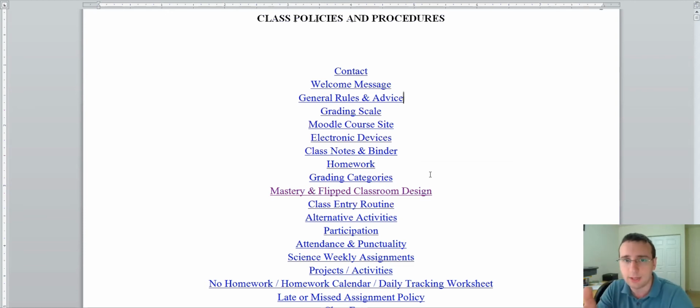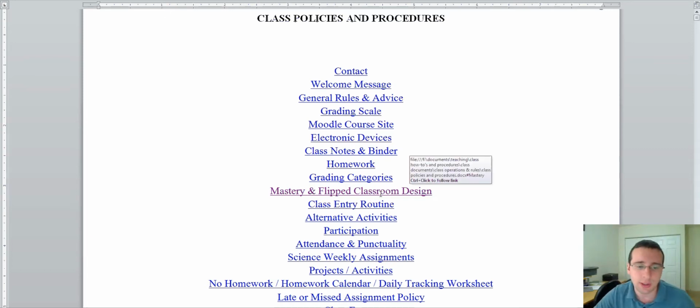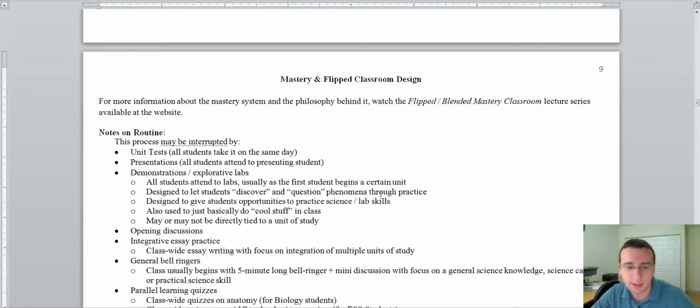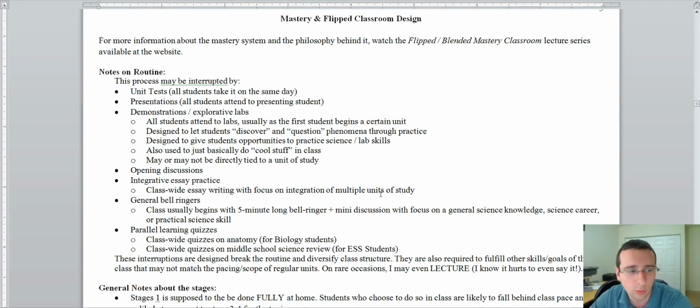The cool thing about the Flip classroom and Mastery system is that you're inherently doing that because the students have so much choice as to what they're going to be actually doing in class. But even then, the actual routine of what they do becomes repetitive after a while. So it's always good to break the routine here and there to allow the students not to become bored. And so if you're in the class policy procedures, you should click on the Mastery and Flip classroom design, and then you can follow along to what we're going to be talking about.